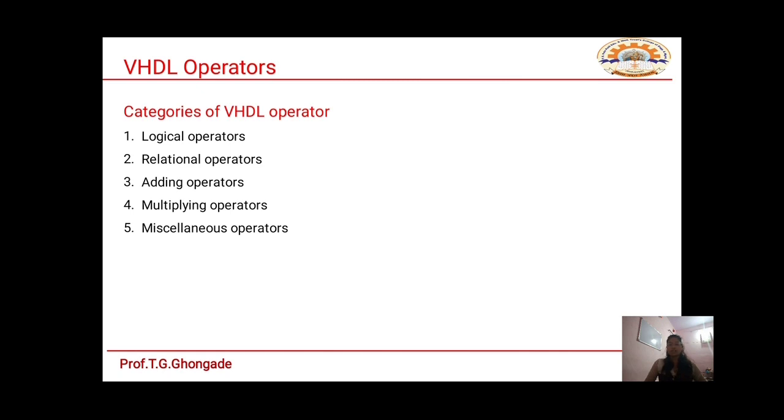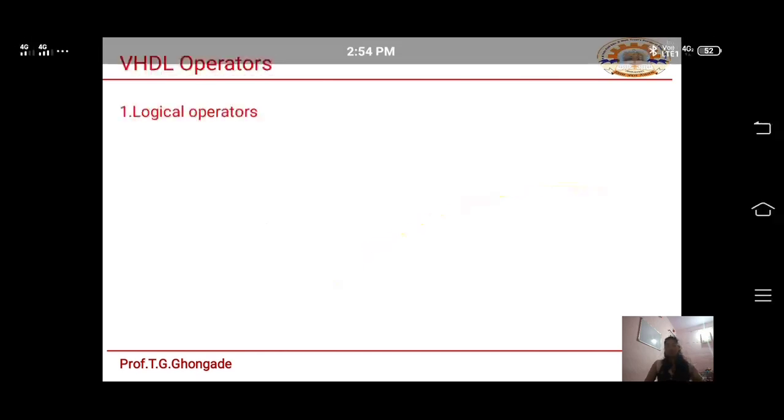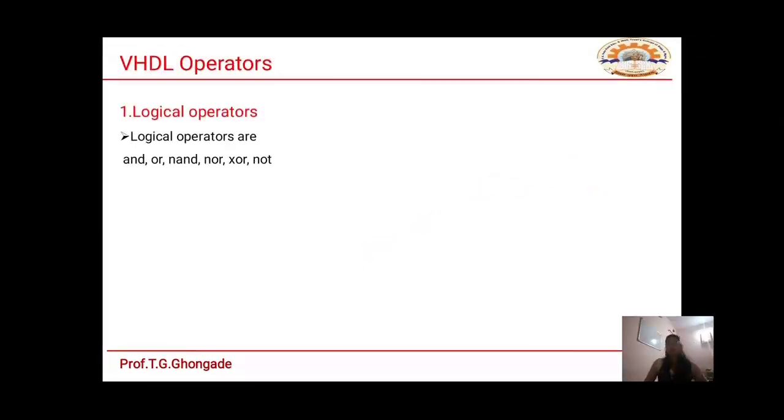Operators in the same category have the same precedence and evaluation is done left to right. Parentheses may be used to override the left to right evaluation. Let's move on to the first VHDL operator, that is logical operator. Logical operators are AND, OR, NAND, NOR, XOR and NOT.